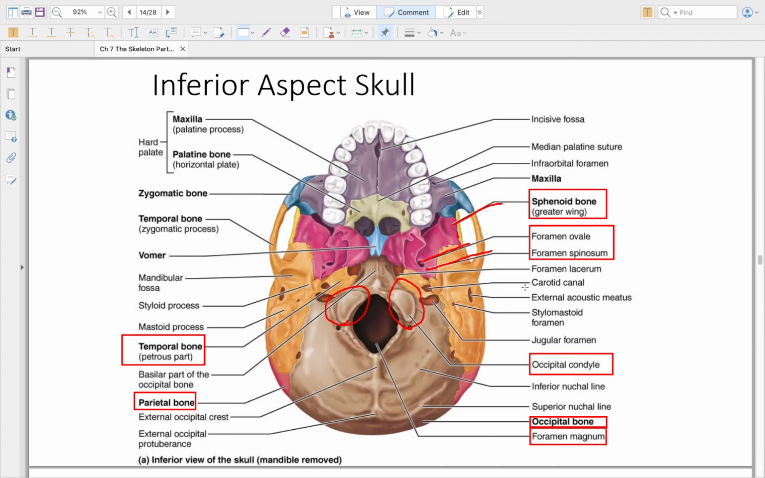Okay, the external acoustic meatus, right there on the temporal bone. Okay, you can see both the inferior nuchal line and the superior nuchal line on the occipital bone. Inferior, closer to the foramen magnum. Superior, because technically that would be higher.